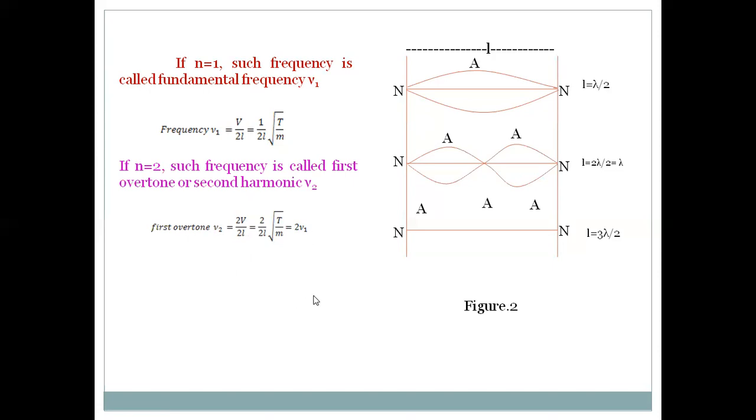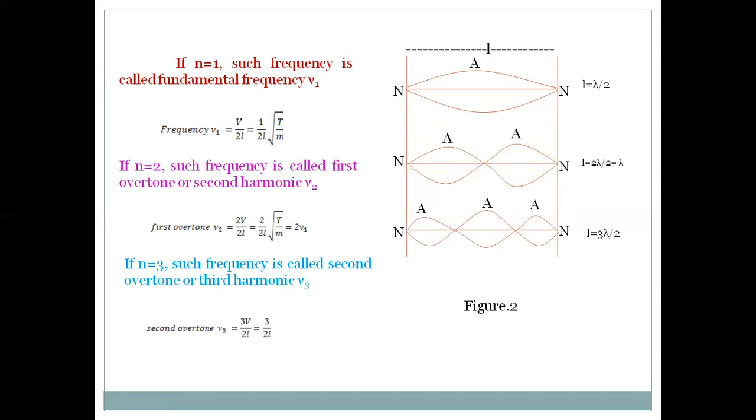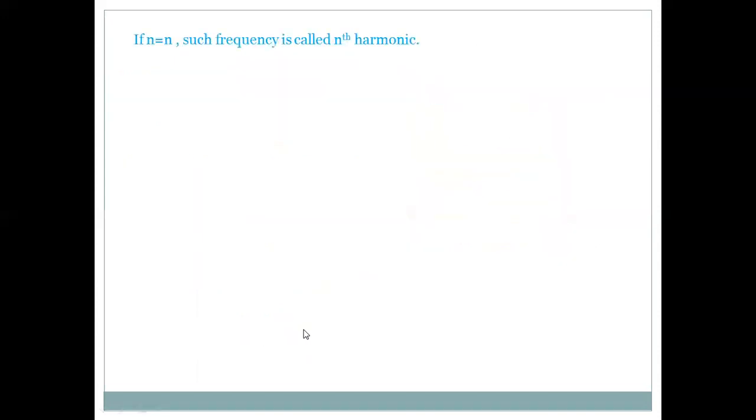So from this equation, we may say that the first overtone is equal to twice the fundamental frequency. And if n is equal to 3, there are 3 loops. Such a frequency is called the second overtone, or third harmonic. So three loops are formed like this. This is lambda by 2, this is another lambda by 2, this is another lambda by 2. So L is equal to 3 lambda by 2. From this, the frequency nu3 is equal to 3 into v by 2l. But we know v is equal to square root of T by m, so nu3 is 3 nu1. This is called the second overtone, equal to 3 times the fundamental frequency.